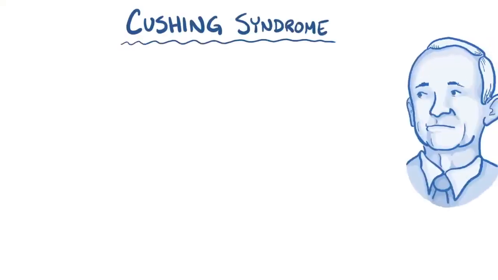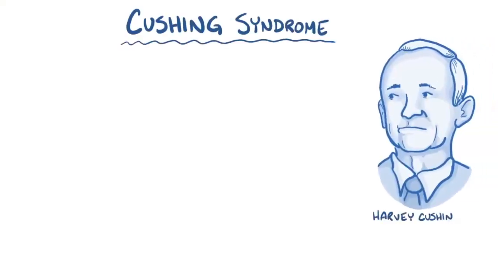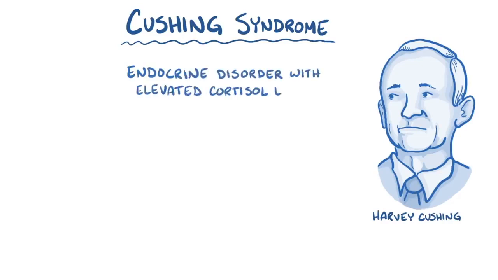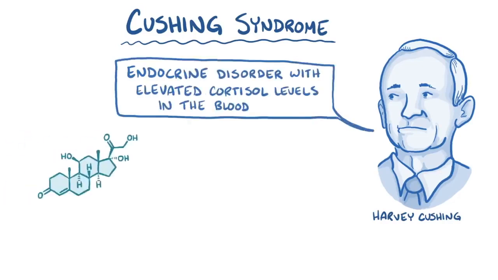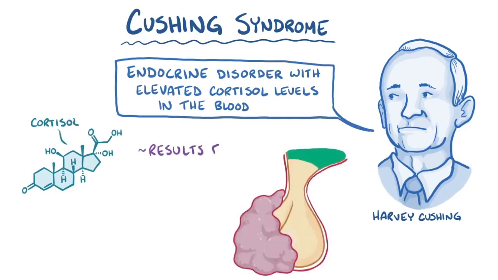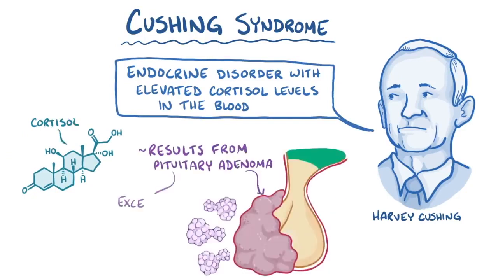Cushing syndrome, named after the famous neurosurgeon Harvey Cushing, who first described it, is an endocrine disorder with elevated cortisol levels in the blood. In some cases, Cushing syndrome results from a pituitary adenoma making excess ACTH, and in those situations it's called Cushing disease.